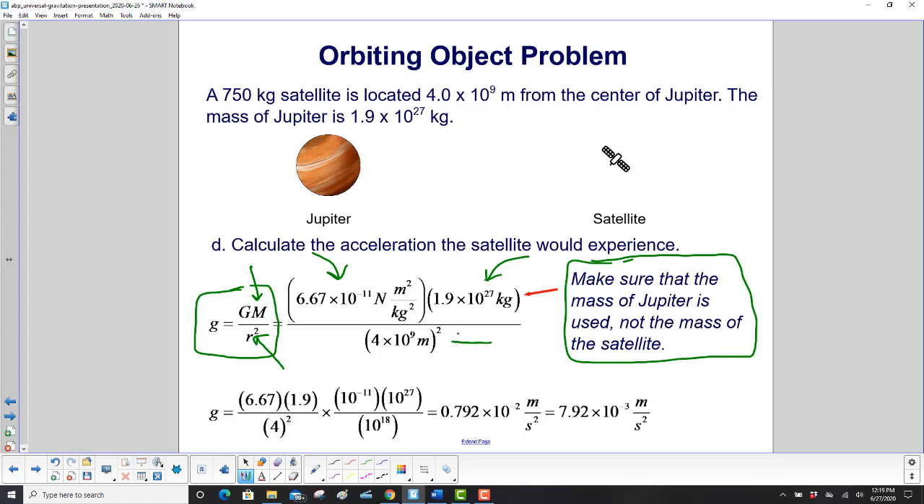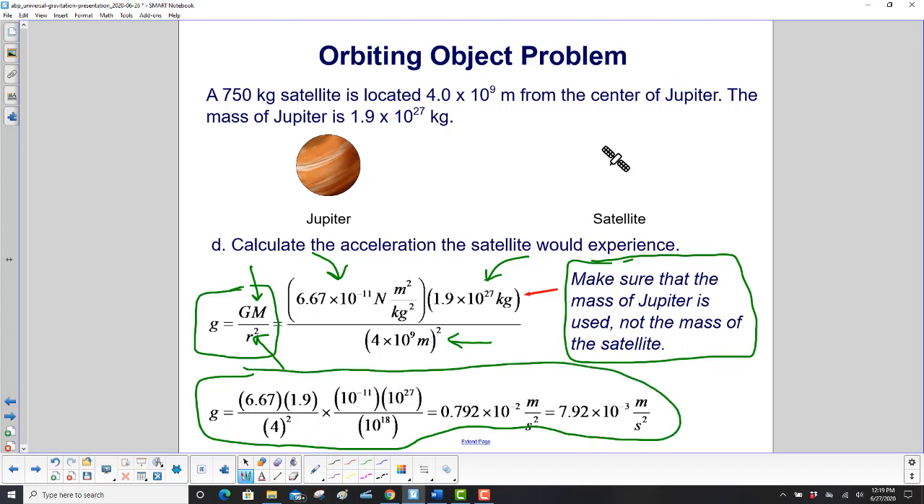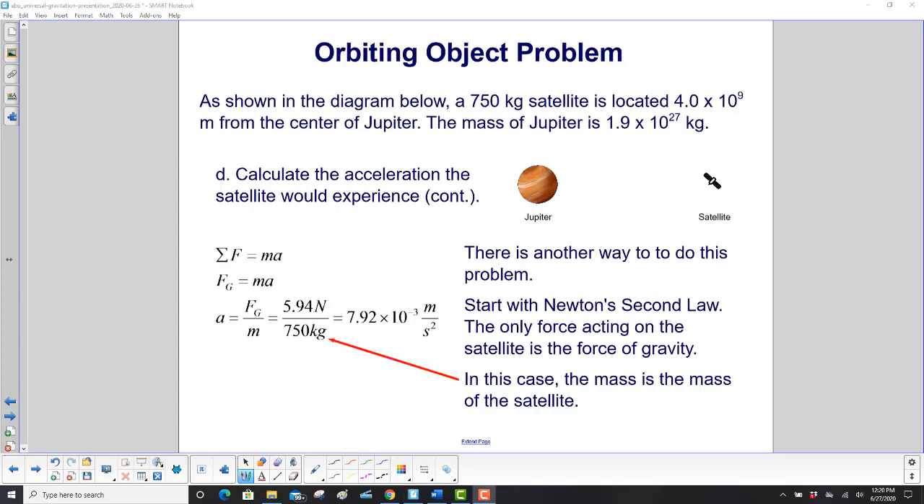We divide through by the orbital radius, and we do the same trick we did earlier, where you simplify the calculator by taking all the numbers in front of the exponents, putting them here, multiplying them together. Here's your powers of 10, and you add the powers of 10 in the numerator, subtracted from the denominator, and the final answer will be 7.92 times 10 to the minus 3 meters per second squared.